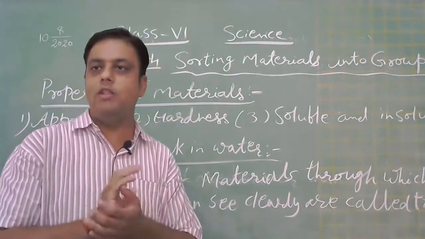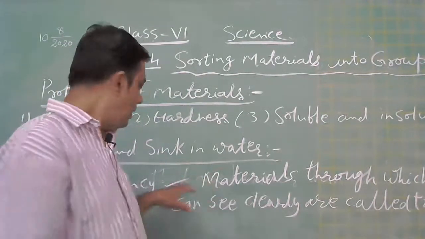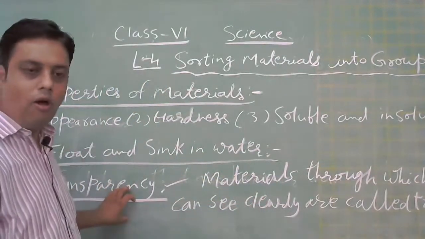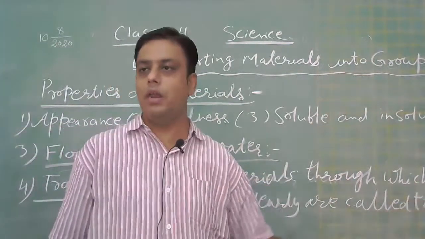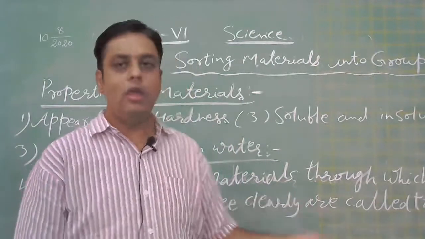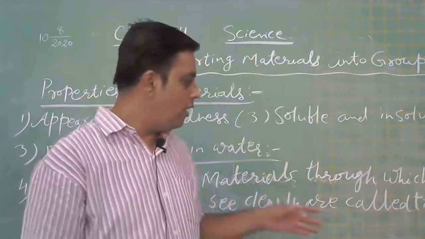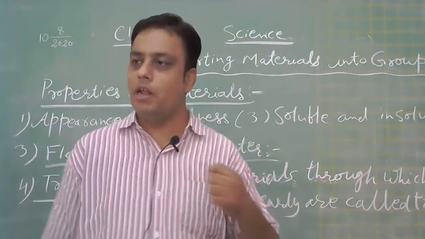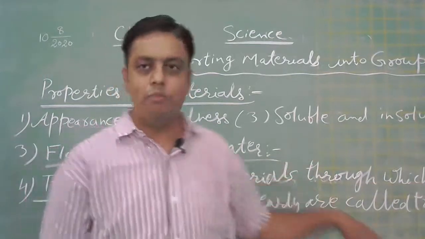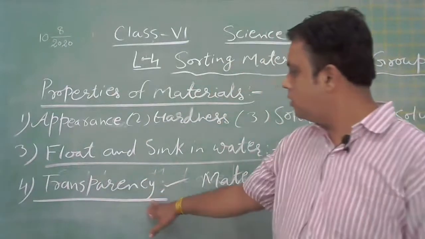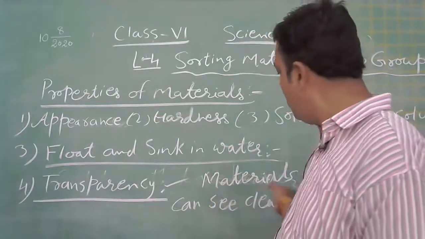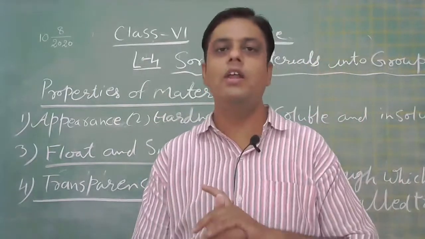There is a difference in both the words, transparent and transparency. Transparency is the quality or property of that material, and transparent is that material. What are the transparent things? We can take the names of all these examples. But when we talk about transparency, transparency is the property of a material from which we can see clearly. So there is a difference in the two words.